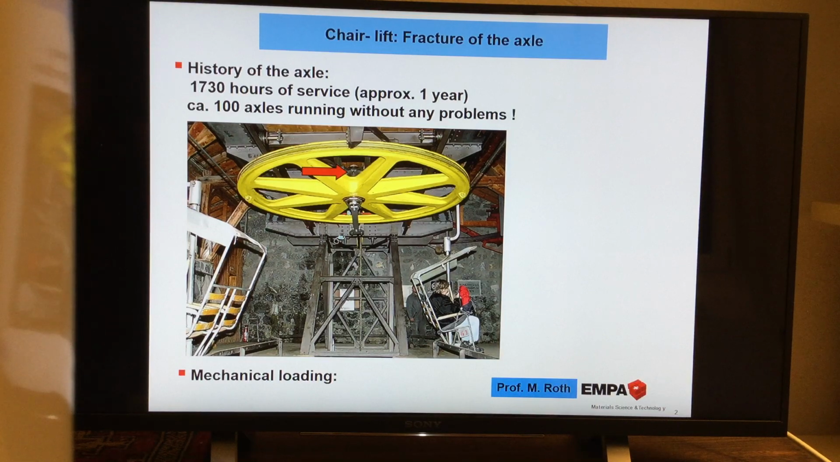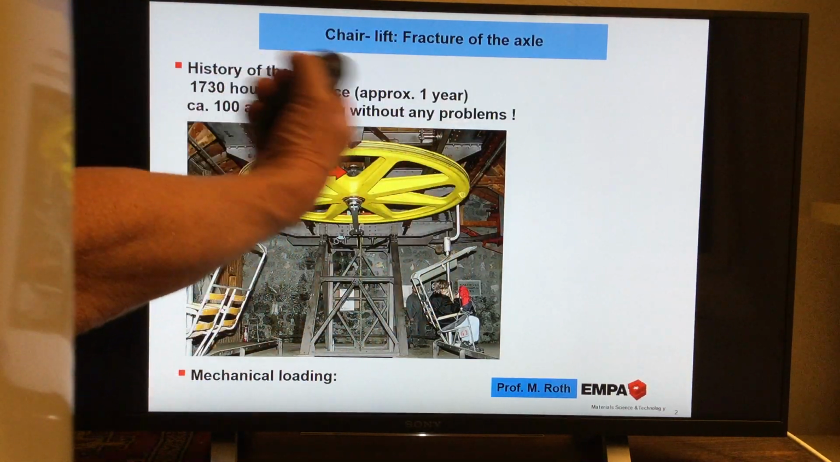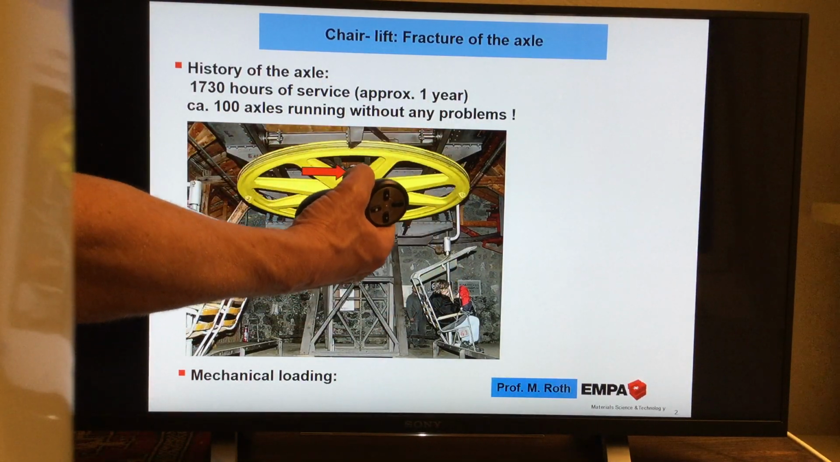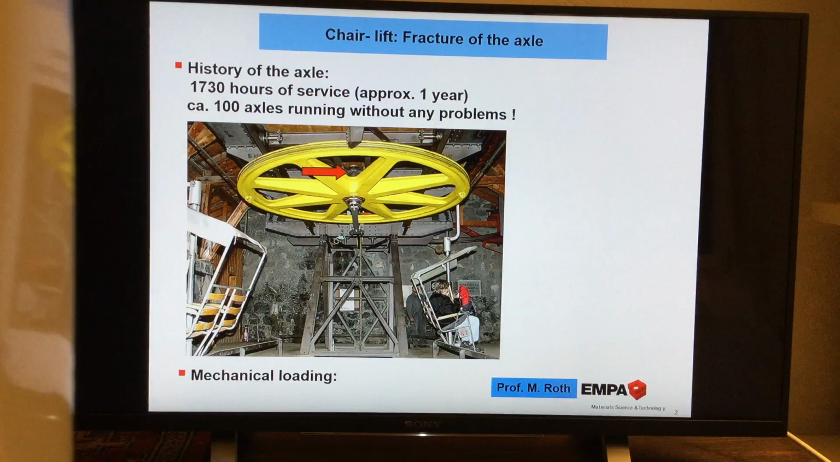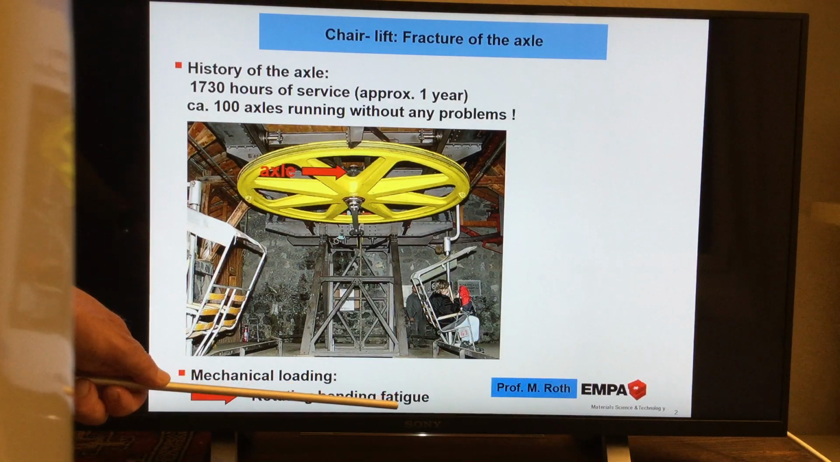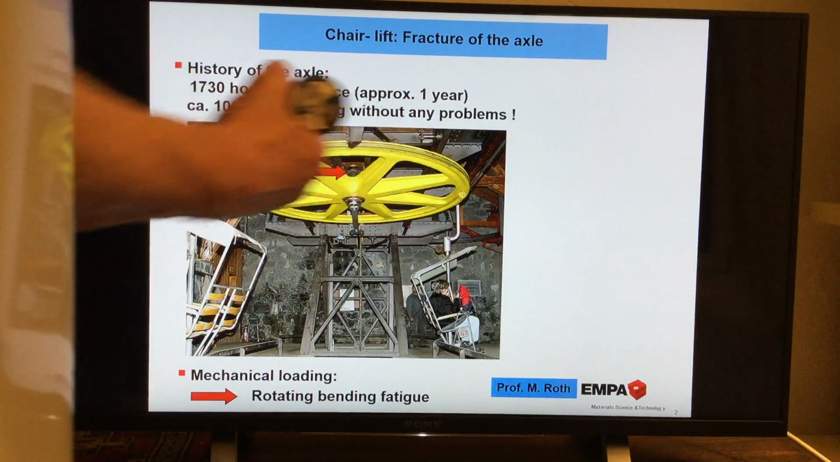So what we also now already know, that this during service is rotating, there is a change in load, and there is a bending moment on this axle. So how do we call this? It's called rotating bending fatigue. Fatigue due to the fact that there is a change in load, and again bending of the axle.